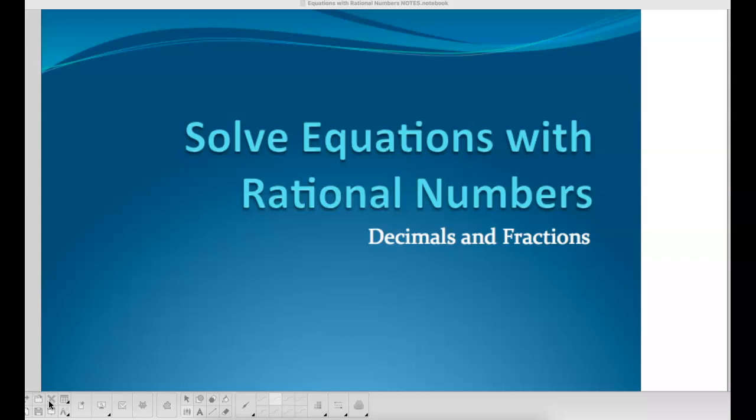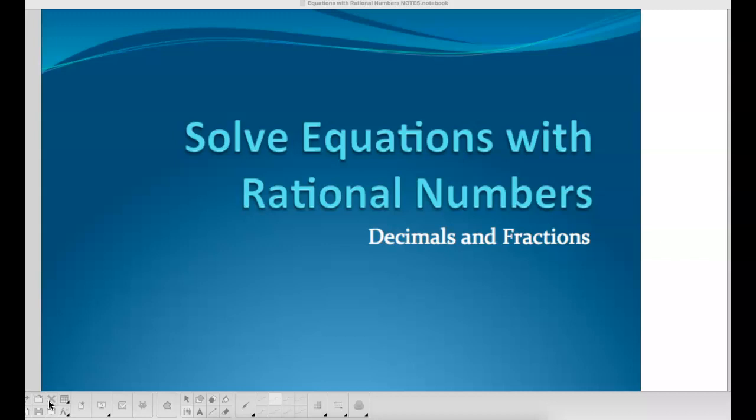Okay, solving equations with rational numbers. What are rational numbers again? Maybe if I keep asking this question numerous times throughout the year, we'll remember what a rational number is. Anybody remember what a rational number is? We just took a test last week on rational numbers. What was our test on last week?